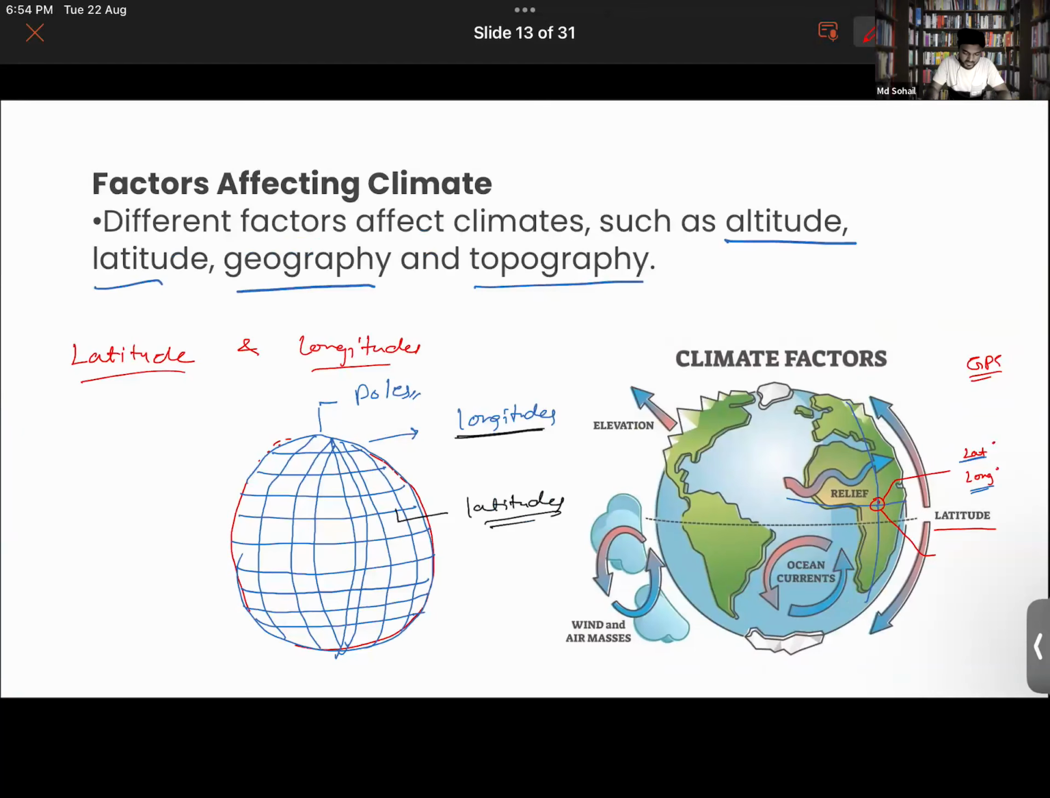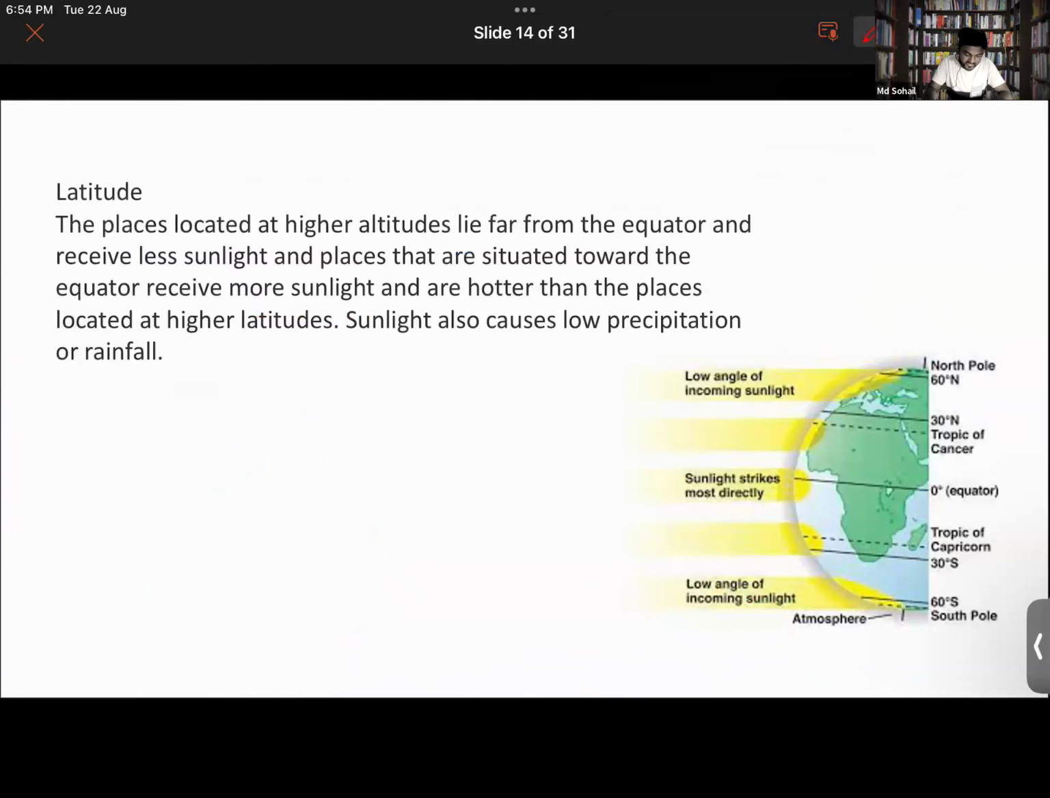Okay, now coming back to the main topic, that was the factors affecting climate. The first factor is latitude. What are latitudes and longitudes, as we were talking about here now?